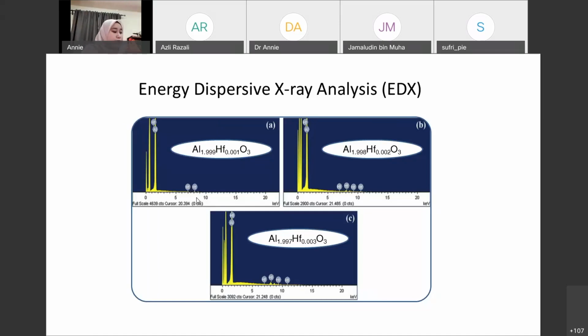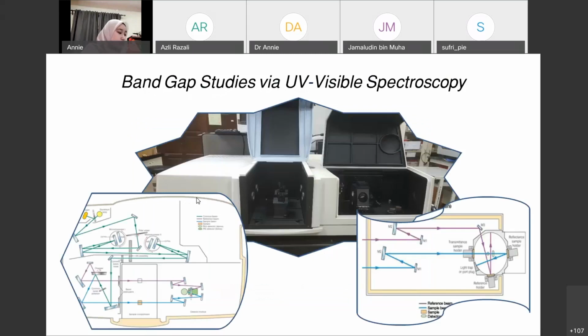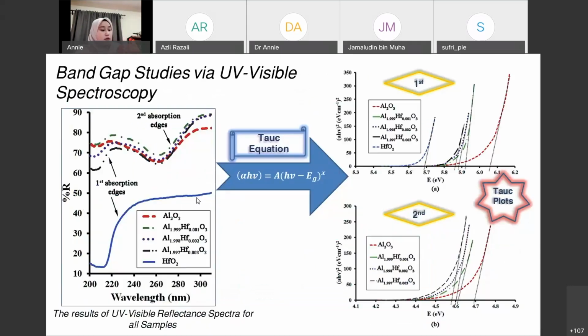The functional property that had been analyzed for these materials is band gap energy. The band gap energy values of all materials were studied using UV visible spectroscopy. In this figure, these are all the absorption edges of all materials in the wavelength range between 200 to 300 nanometer. And we can see that aluminium oxide and the novel aluminium hafnium oxide materials have two absorption edges.